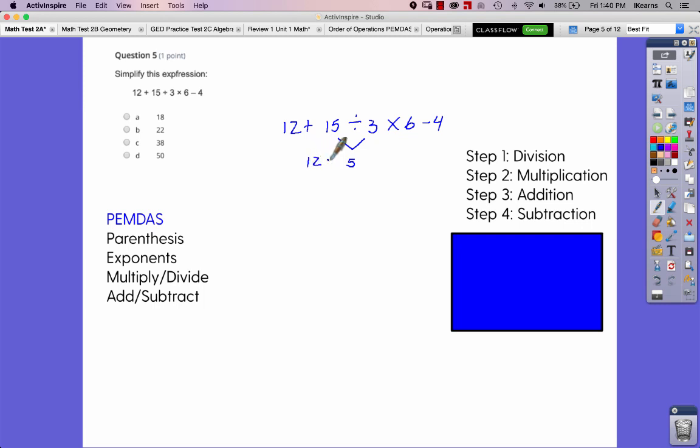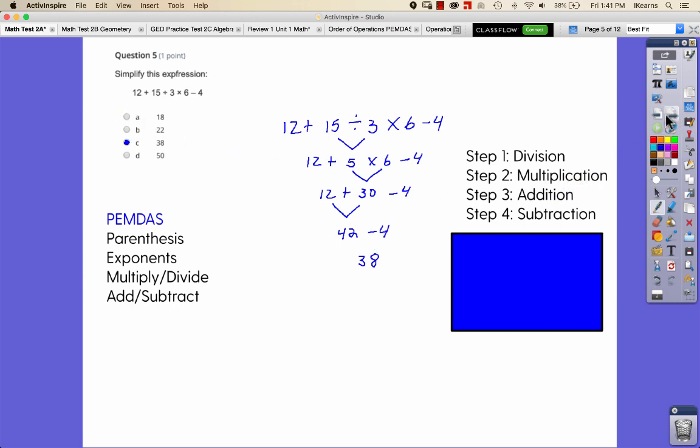So now we have 12 plus 5 times 6 minus 4. Now we're going to do multiplication. This one here, 5 times 6, which is 30. So now we've got 12 plus 30 minus 4. Then we're going to do addition. 12 plus 30 is 42. And now minus 4, 42 minus 4 is 38, which is our answer, C.